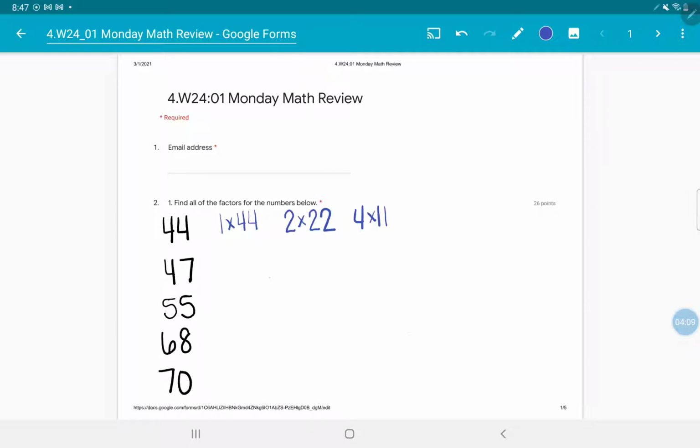7? No. 7 times 7 is 49. 7 times 6 is 42. So that's not going to work. How about 8? Can I do 8 times anything to get 44? No. What's 6 times 8? 48. Very good. That'd go over. And 6 times 7 is 42. That's not going to work.